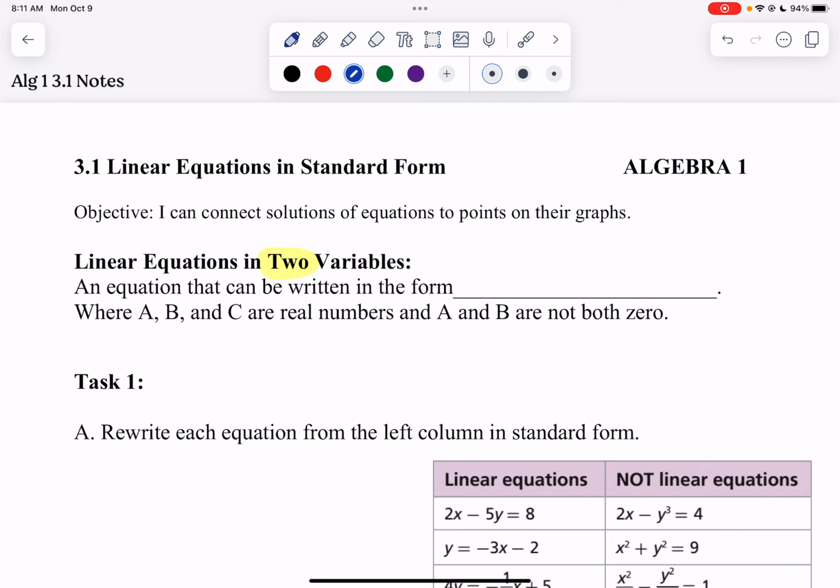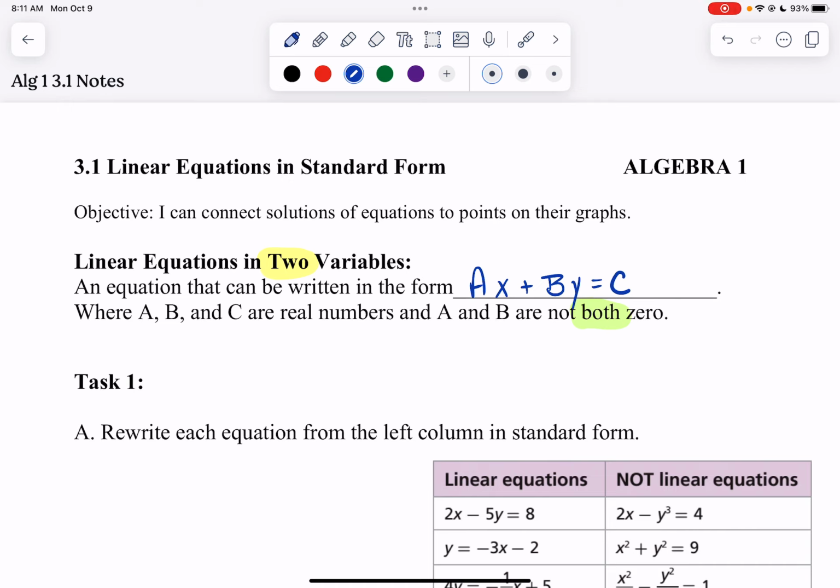And it's linear. A linear equation is an equation that can be written in the form ax plus by equals c. So this is saying some number times x plus some number times y. If that equals some other number, then it is a linear equation in two variables. Important to know that a, b, and c are just numbers, and a and b are not both 0. Now we're going to look at what happens when one of them is 0, but they can't both be 0.